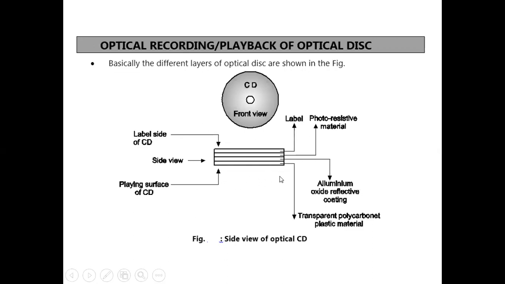So a basic optical disc has 4 layers. First is the label side. Second is the photoresistive material, where exactly the data is burned or the data is available. Third is the aluminum oxide reflective coating, and fourth is the transparent polycarbonate material for the protection of those inner layers. Okay, so this is the general construction and description of the different layers of an optical disc.